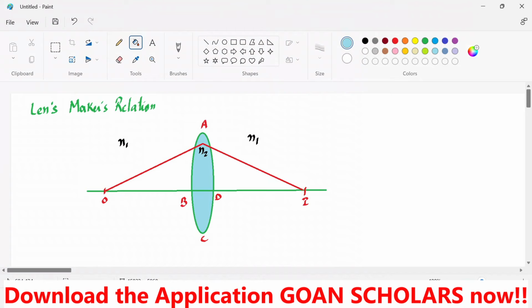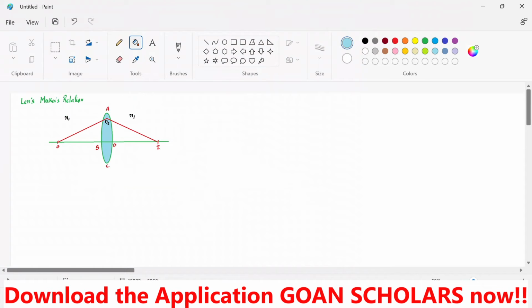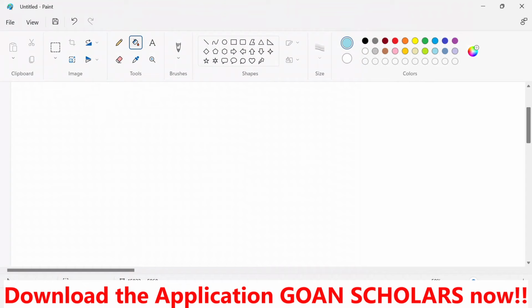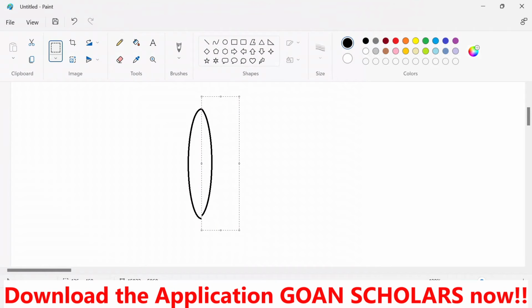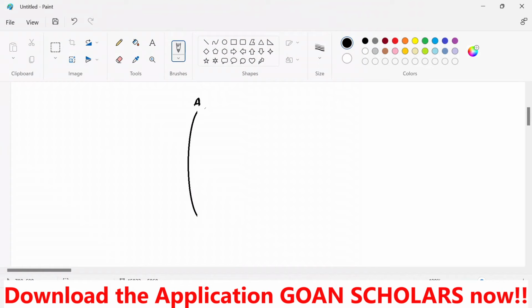Okay. So let me minimize and let me scroll down. And let me draw here our next diagram. We will compare it later. So let's say this is our first one, and let me cut it from here. This is our first refracting surface ABC. So let me call it as A.